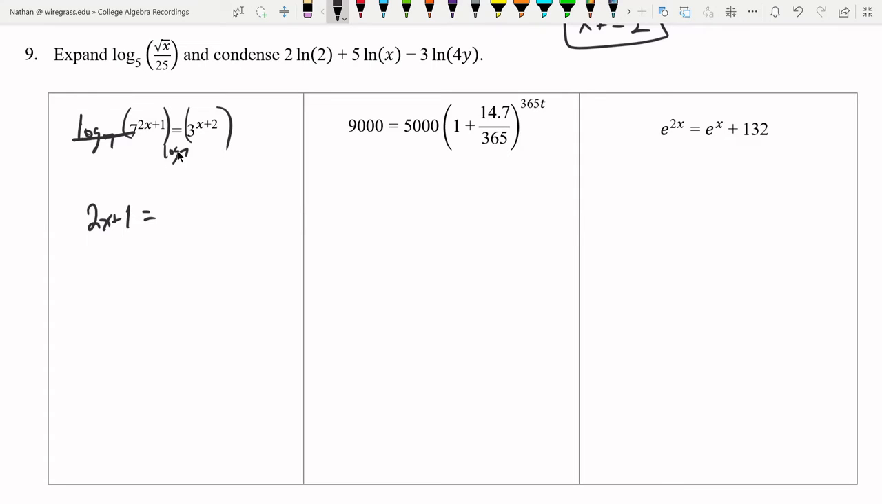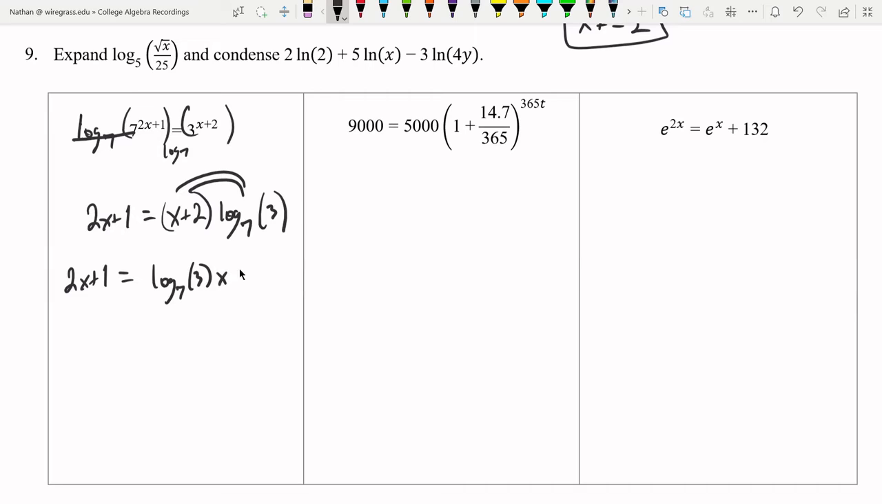On this side, I have a logarithm of some base with a power, which means I can take this power and move it in front of the logarithm. So we're going to get x plus 2 times log base 7 of 3. Now, log base 7 of 3 is actually just a number. Plug it into your calculator, and you're going to get some real number. So to solve this, I need to distribute the log base 7 of 3. Plus 2 times log base 7 of 3.